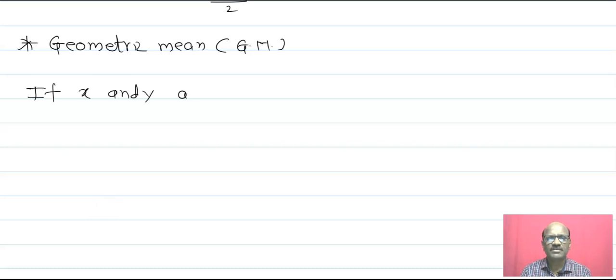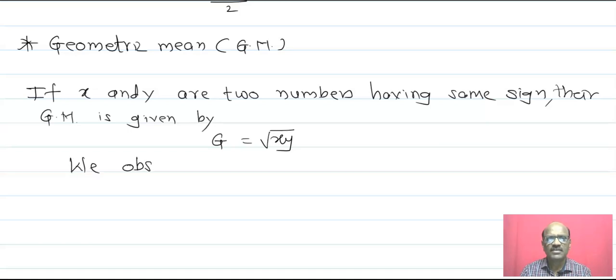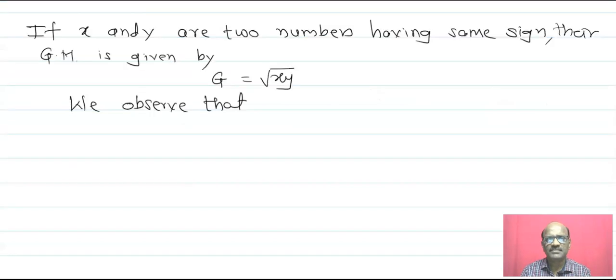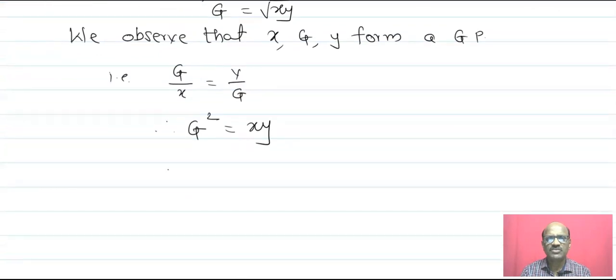Now next is the geometric mean. If x and y are two numbers having the same sign, their GM is given by G is equal to the square root of xy. Now observe that x, G, y forms a geometric progression. That is, G upon x is equal to y upon G. Therefore, G square is equal to x into y, and G is equal to the square root of xy.